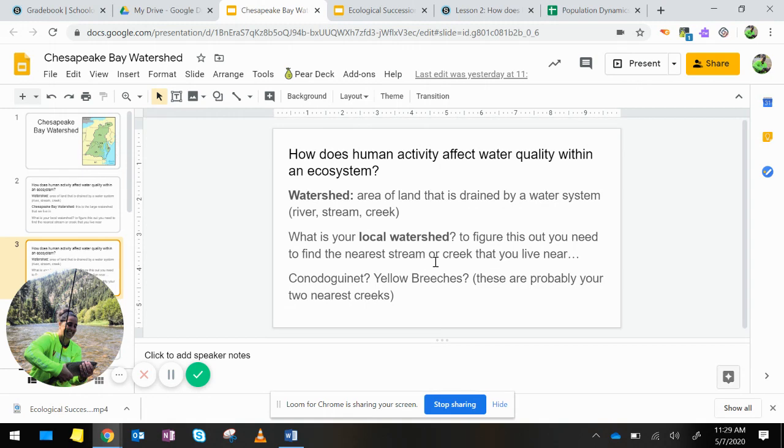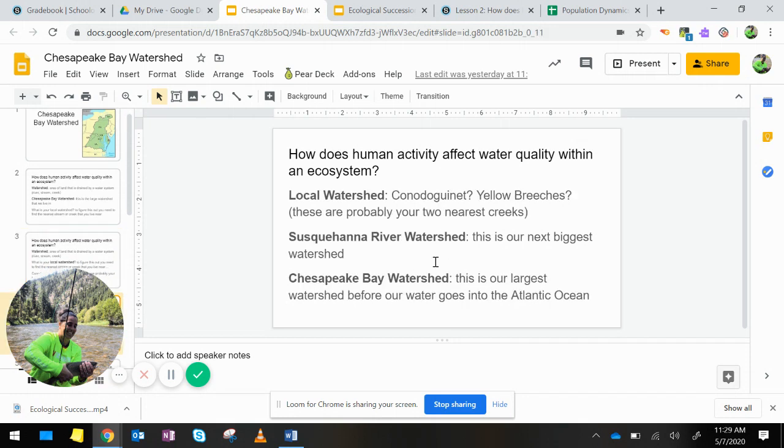So for me, where I live in Dauphinboro, so I'm across the river, my nearest stream or creek is Clark's Creek. So my local watershed is going to be Clark's Creek watershed. So when you look for your local watershed, it's either going to be the Connedaguinet or the Yellow Breeches. So you're going to have to look on a map and figure out where you live and then which one of these is the nearest stream or creek to you.